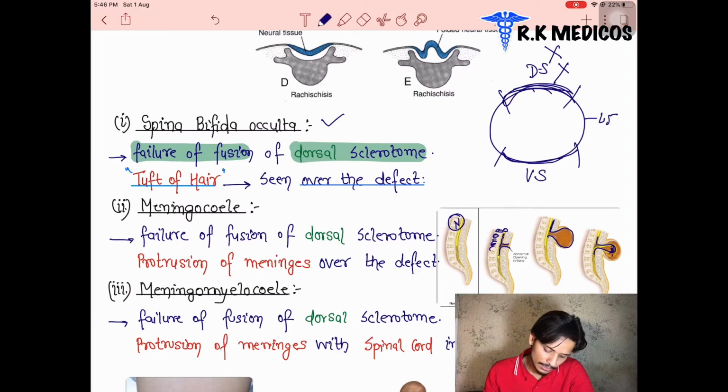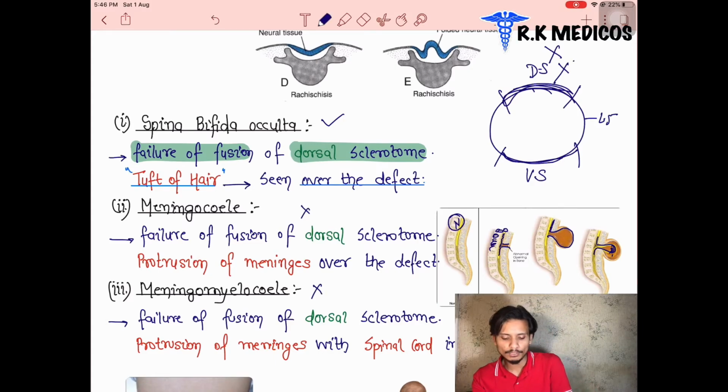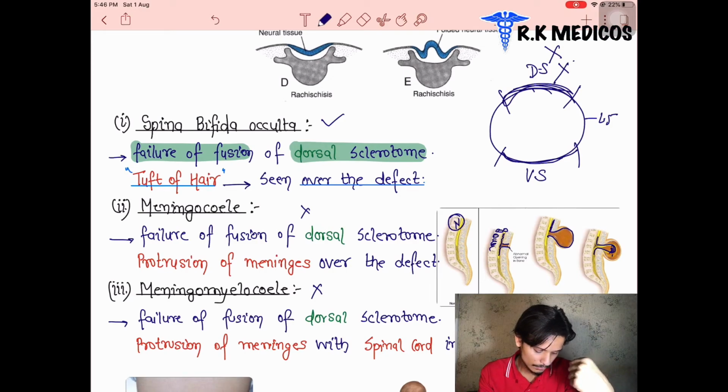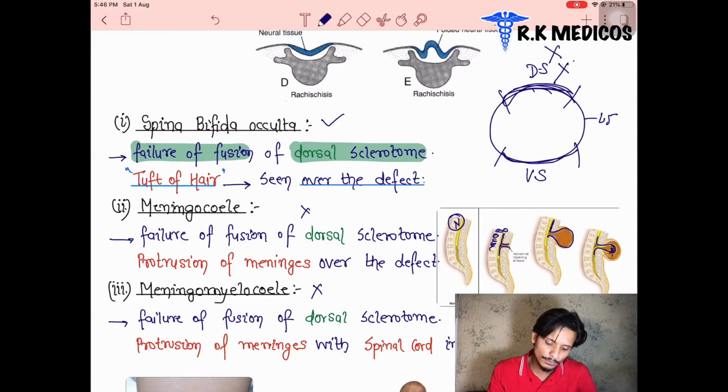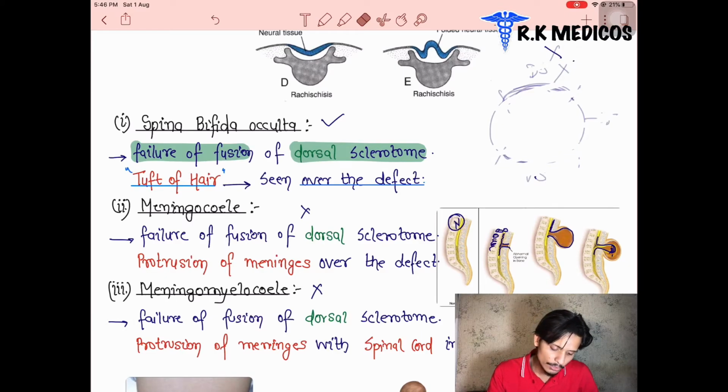Same with meningocele in the dorsal sclerotome. So these three diseases are from interrupted fusion of the dorsal sclerotome: spina bifida occulta, meningocele, and meningomyelocele. These are the three diseases related to a defect in the fusion of the dorsal sclerotome. The dorsal sclerotome does not fuse, and these three diseases appear. We are going to look at what happens in each disease.